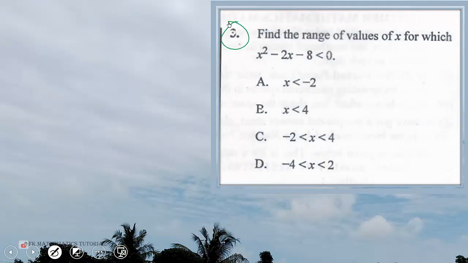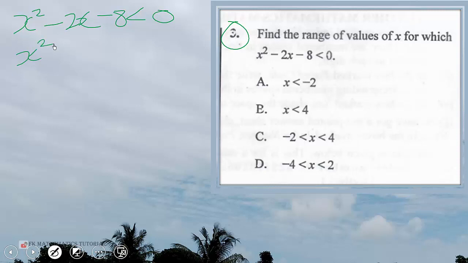This is question number 3. We have to find the range of values of x for which x squared minus 2x minus 8 is less than 0. So x squared minus 2x minus 8 is less than 0. We need to factor this. So the factors of negative 8 that, when we add, we get negative 2, should be negative 4 and positive 2.